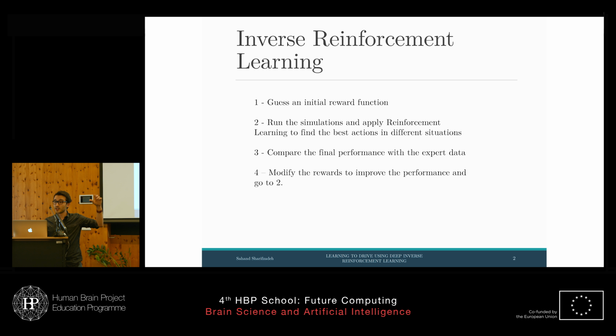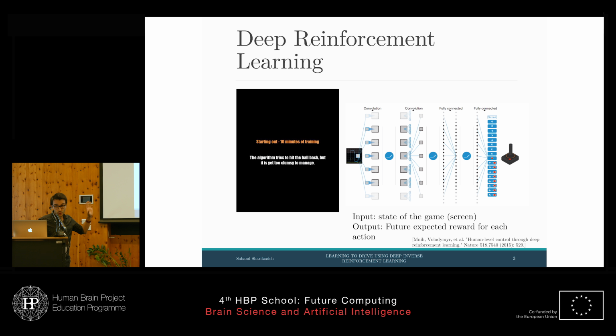So you guess an initial reward function, and then you apply forward reinforcement learning. You learn an agent that makes some demonstrations, and then you compare the demonstrations of the agent with the expert, and then you try to make them closer and closer to each other. You can see the details later at my poster. I'm not going to go into the details.